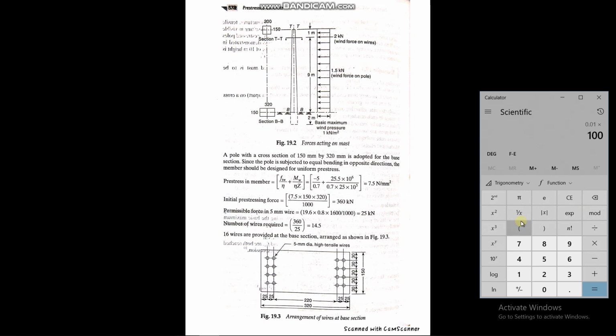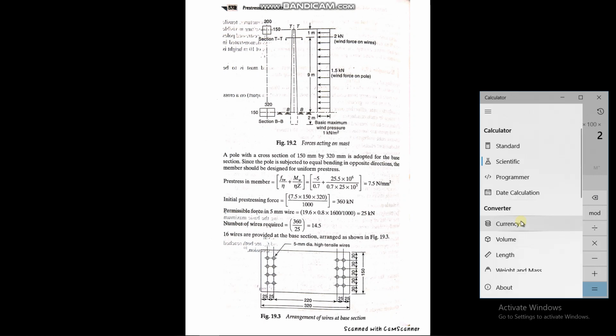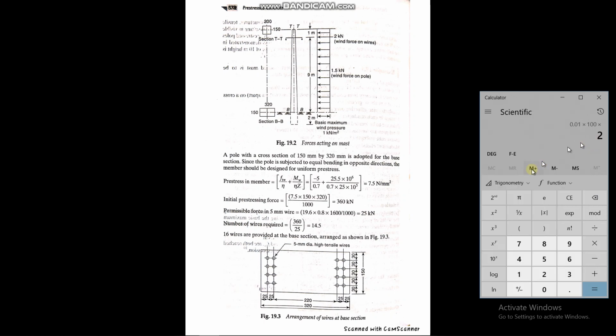Then you have two wires. So total area is 2 multiplied with 1, so in this case you have how much? Obviously 2 meter square area, and this 2 meter square area will be experiencing a wind pressure of 1, multiply with 1. So obviously you have 2 kilonewton. So you see how this 2 kilonewton load is coming here. This 2 kilonewton load will be acting at a height of 9 meter from the ground level.